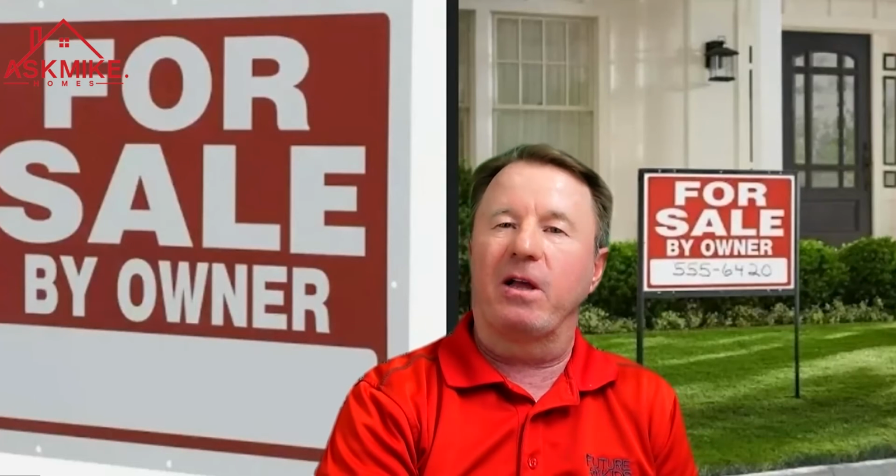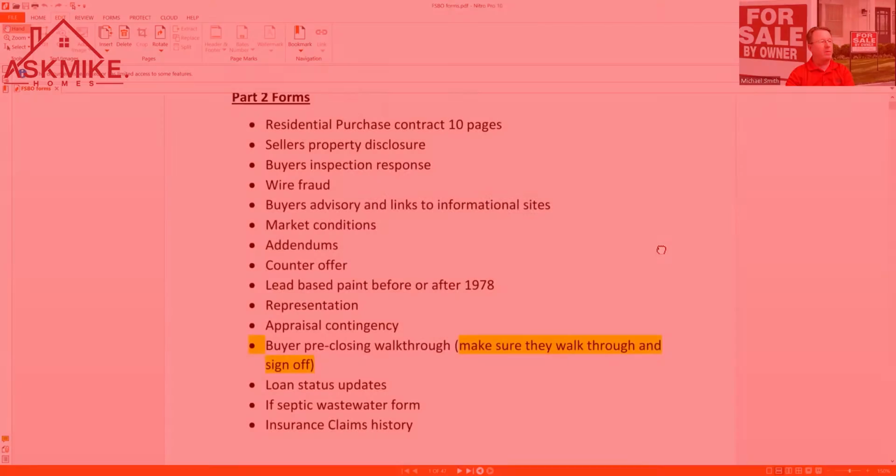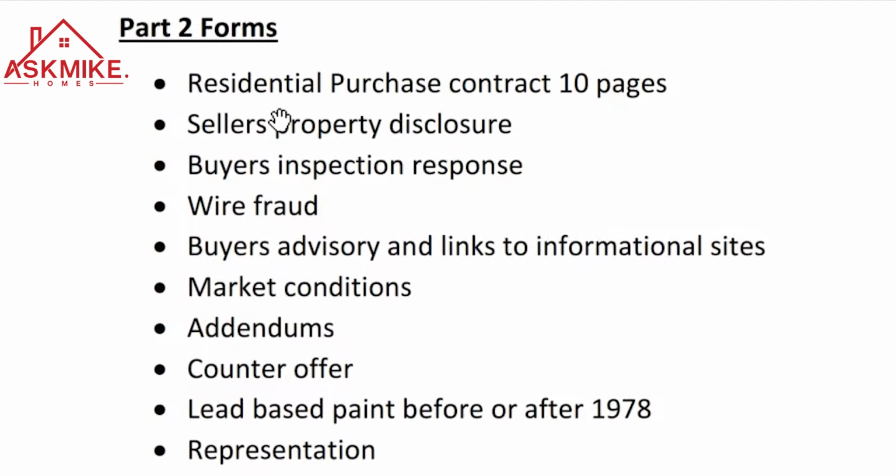And then on top of that, you have some other forms. So let's get in and review some of the forms that are involved in selling your home for sale. So here's some of the primary forms that you're going to use. And the number one most important thing is the purchase contract. We'll go over and show you some of the information that's in the residential purchase contract.